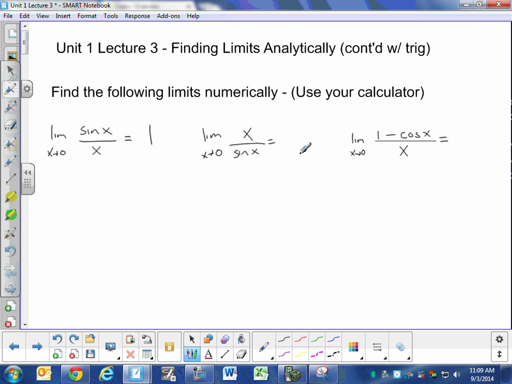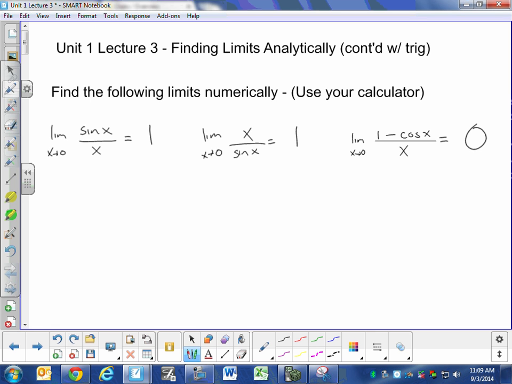Let's find the other two. Ms. Gross, what did you get for the second one? X over sine x. 1 is correct as well. And what about 1 minus cos x over x? Anybody get that? Ms. Bench, did you get that one? 0 is correct.